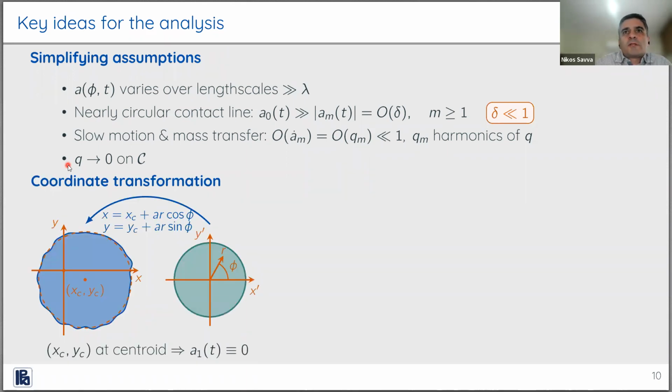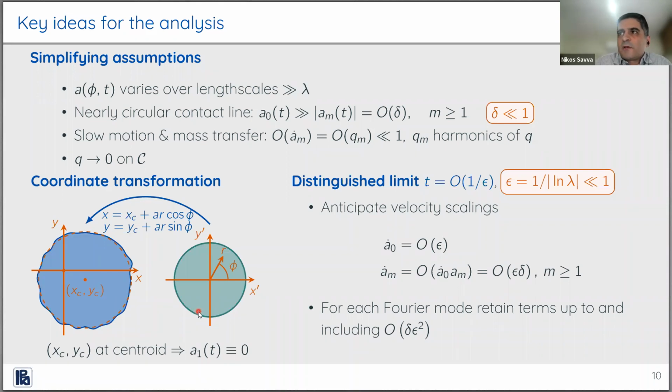Okay, so we introduce some coordinate transformation that takes us from the unit disk to the irregularly shaped contact line, and we fix X_c, Y_c to be at the centroid of the wetted area. If we do that, it means that at leading order, the first harmonic should vanish. These are some technicalities: we are looking at the distinguished limit of long timescales, which again means we cannot capture impact effects, for example.